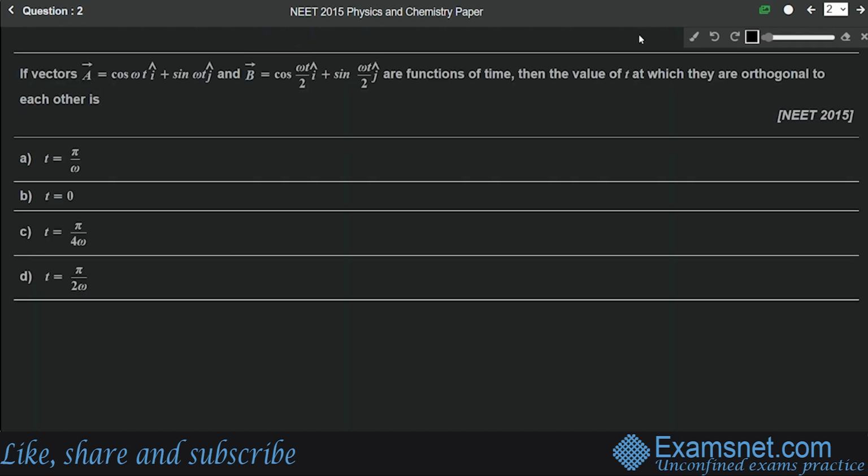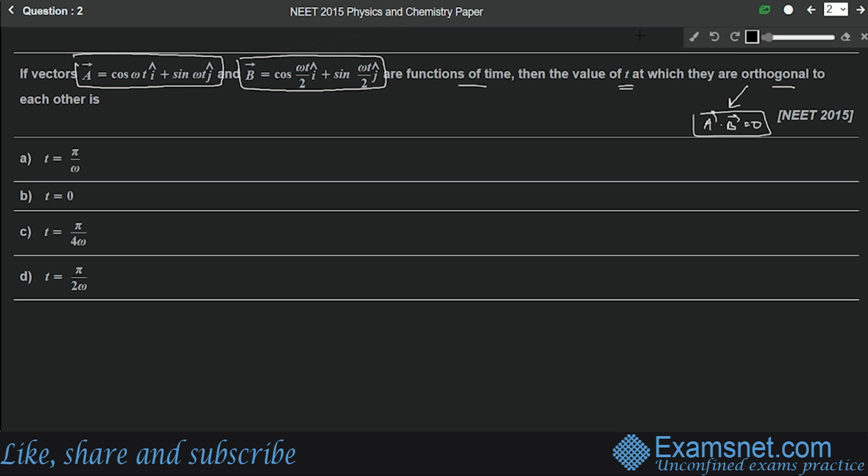Next question says, if vector A equals cos omega t i cap plus sin omega t j cap, and vector B equals cos omega t by 2 i cap plus sin omega t by 2 j cap are the functions of time, then the value of t at which they are orthogonal to each other is. So orthogonal to each other means the angle between them is 90 degrees. So for them being orthogonal, the dot product should be 0. Vector A dot vector B should be equal to 0.